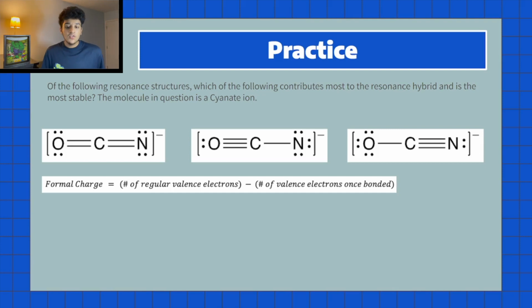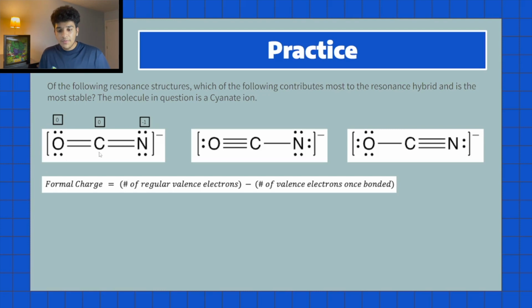All right, so the formula is the number of regular valence electrons minus the number of valence electrons once bonded. So you take how many valence electrons that atom would normally have in the periodic table, subtracted by how many it has once bonded. So this oxygen would normally have 6 valence electrons, right? And it has 1, 2, 3, 4, 5, and 6, one from each, after bonding. So 6 minus 6 is 0, and it has 0.